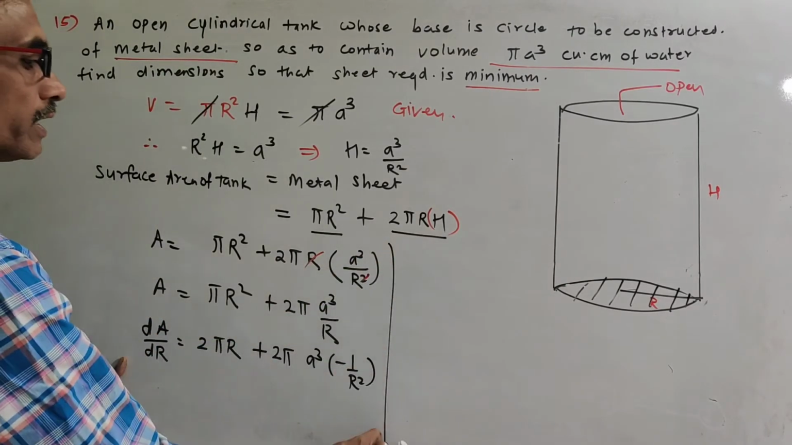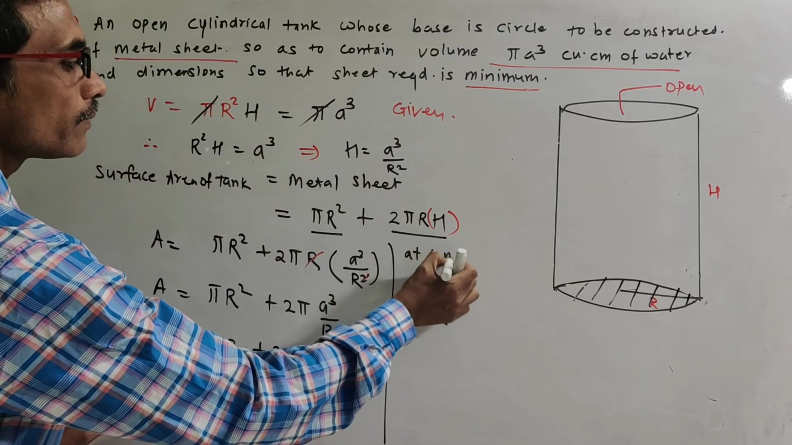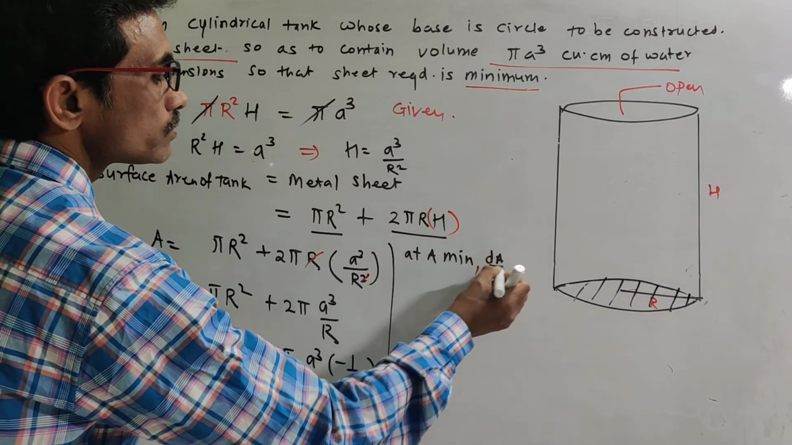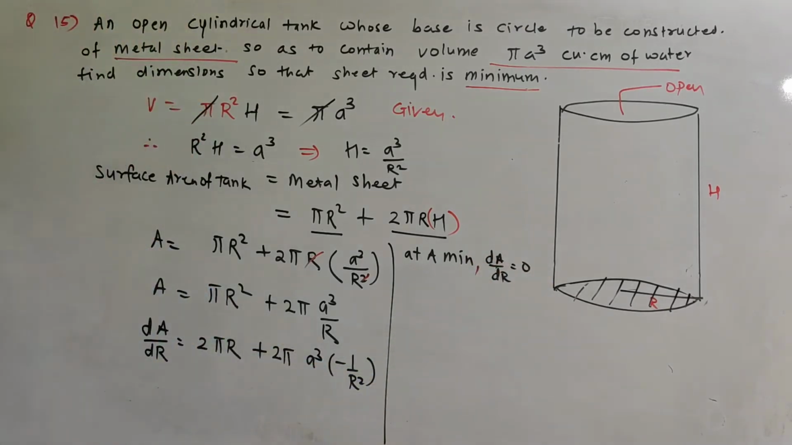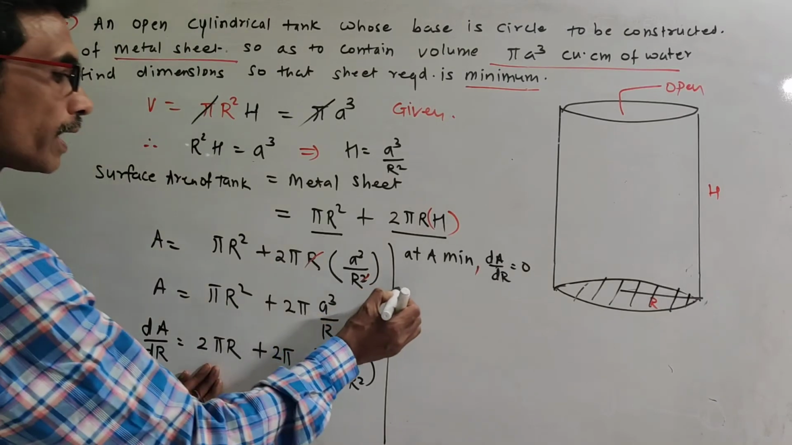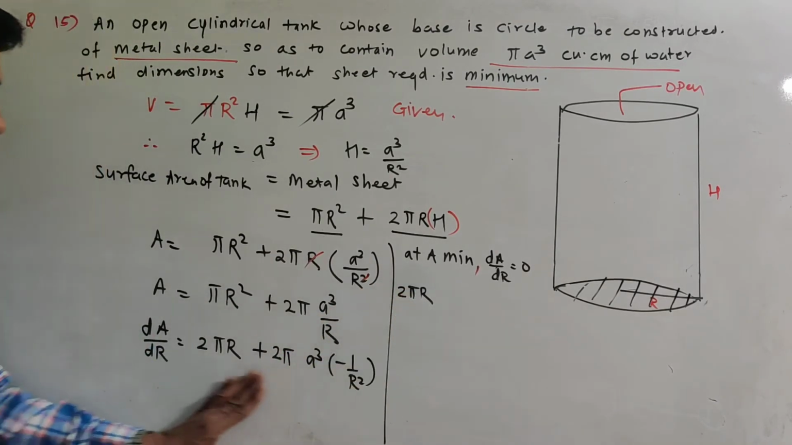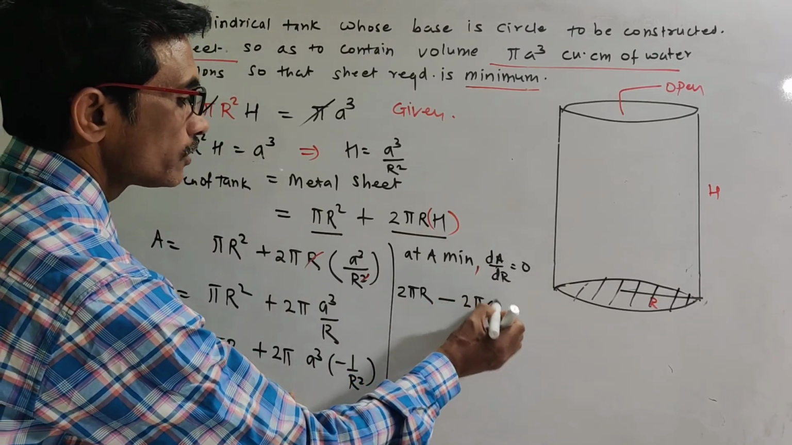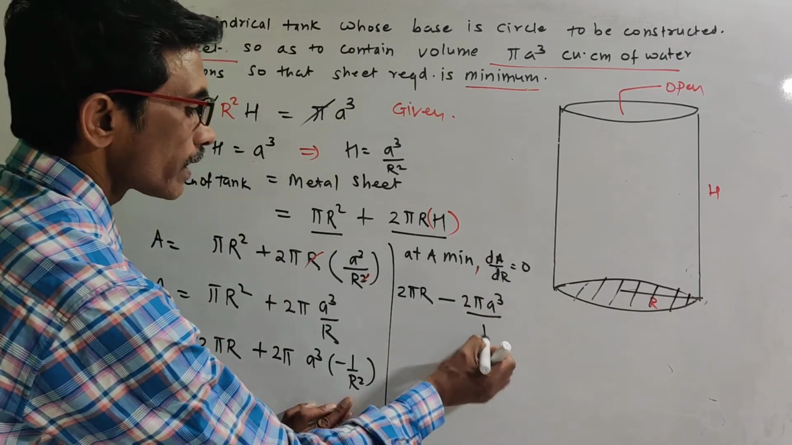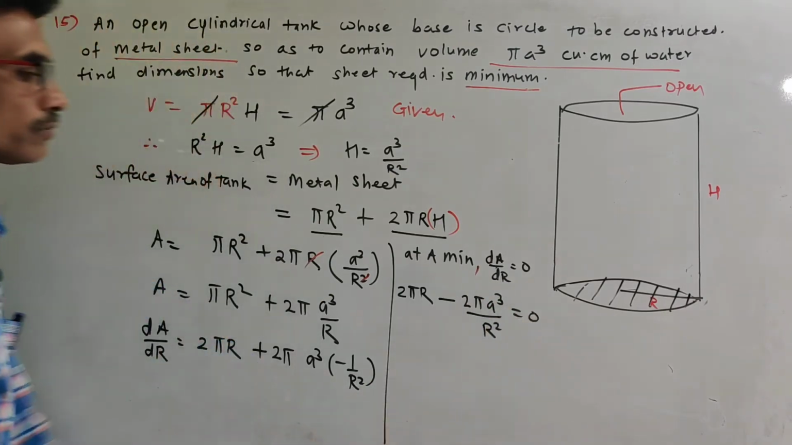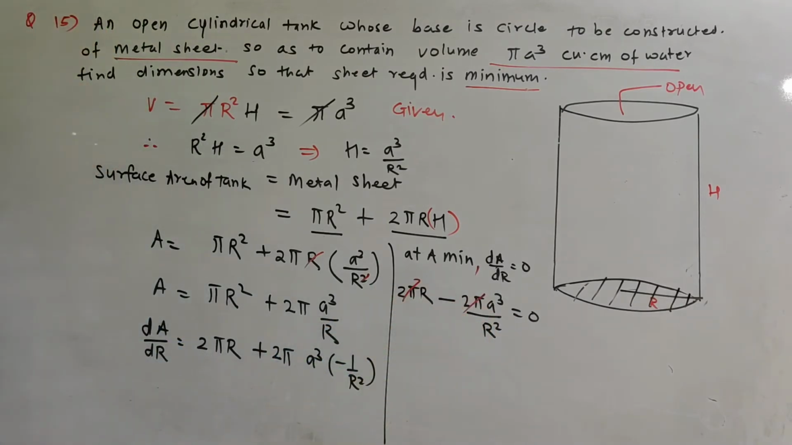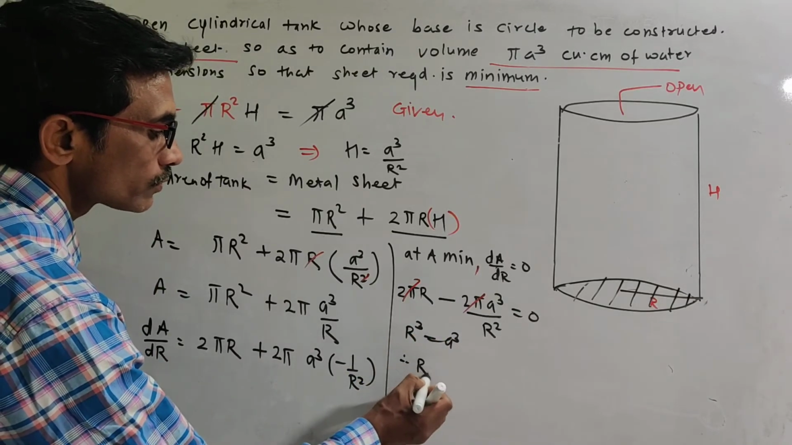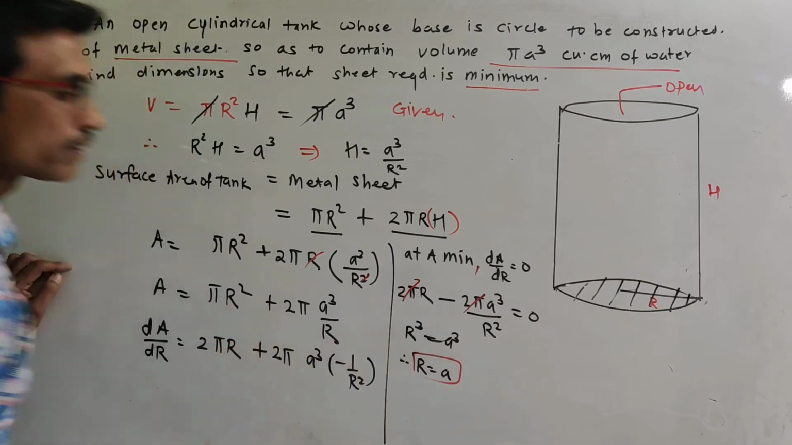Now at a minimum, dA by dr is equal to 0. So that means 2 pi r minus 2 pi a cube upon r square is equal to 0. 2 pi is getting cancelled over here. r cube is equal to a cube, therefore r is equal to a.